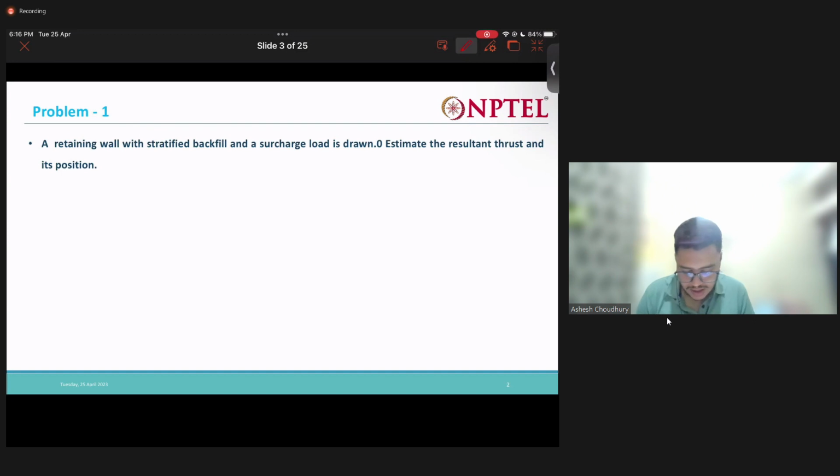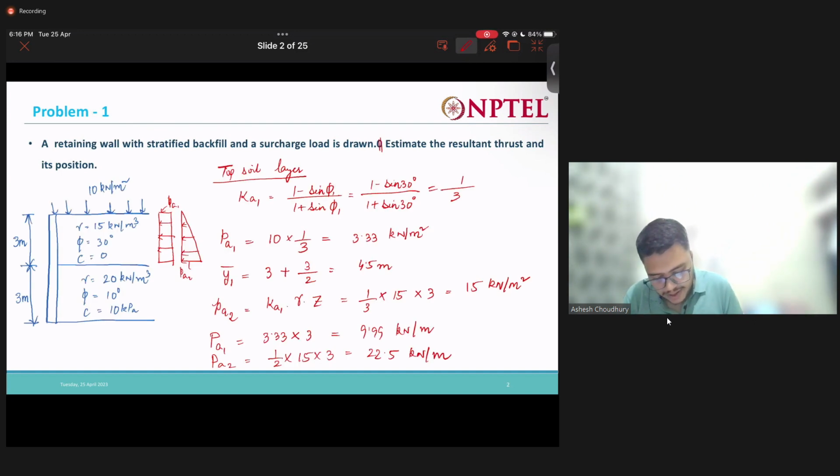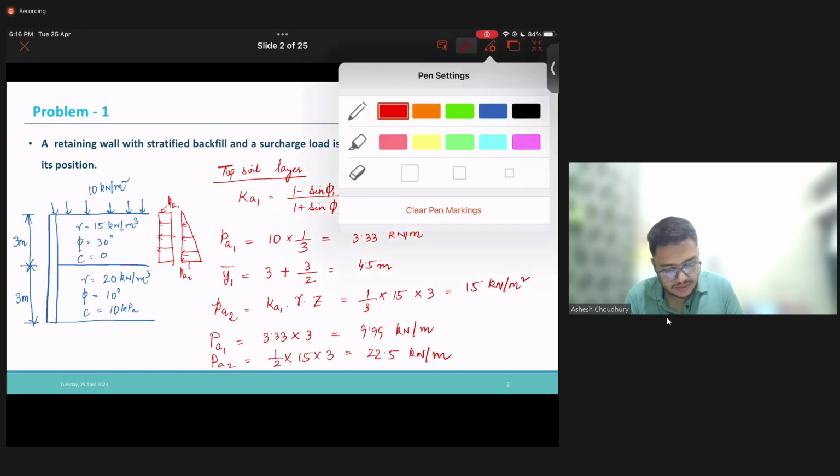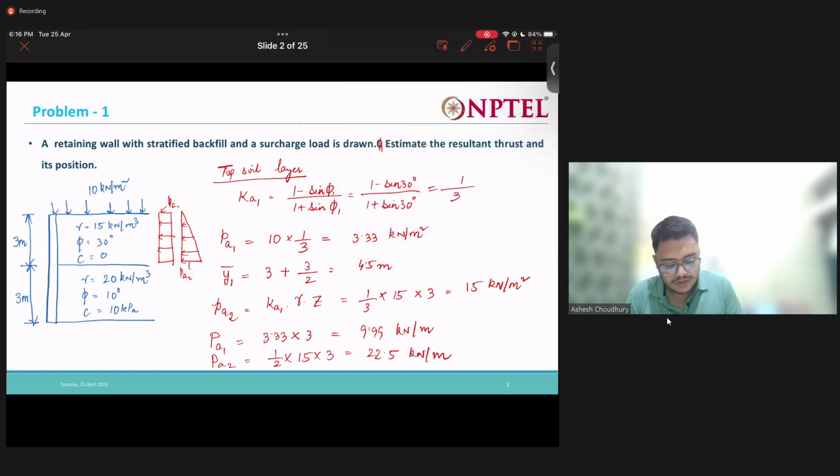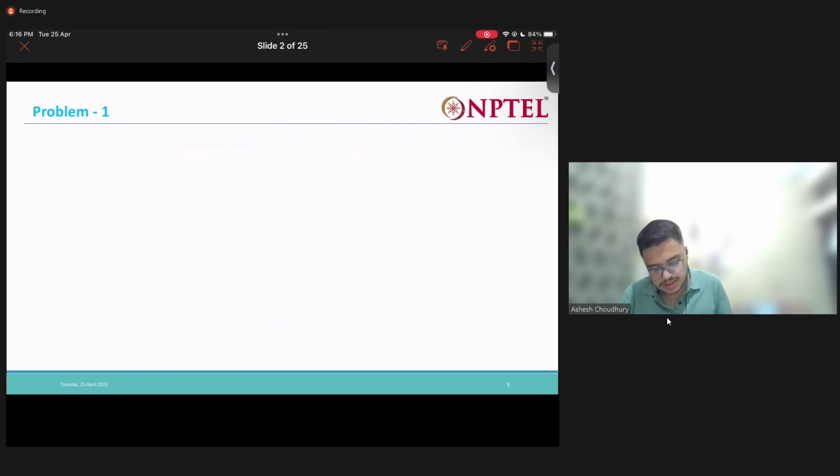So in the bottom soil layer, what we will do first: the upper soil layer will be acting as a surcharge to the lower soil layer. So what surcharge? Surcharge will be 10 plus 3 into 15. That much surcharge will be acting. So let us write that.